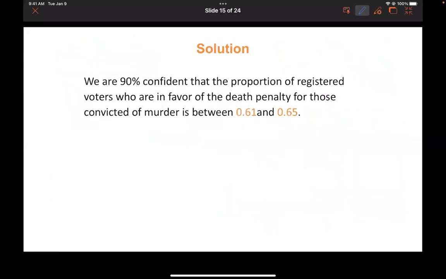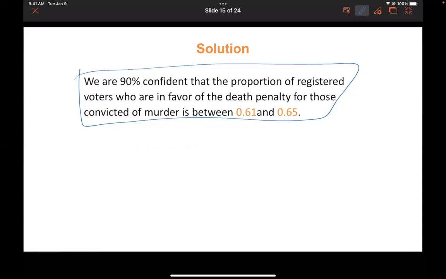So this is what your conclusion looks like. We're 90% confident that the proportion of registered voters who are in favor of the death penalty for those convicted of murder is between 0.61 and 0.65, because those were the values when I added and subtracted that margin of error. Okay, this was just the first one. We've got another one. We'll get you there.